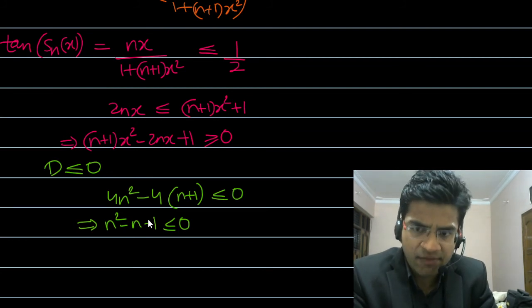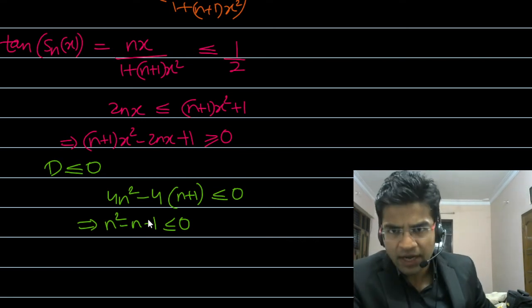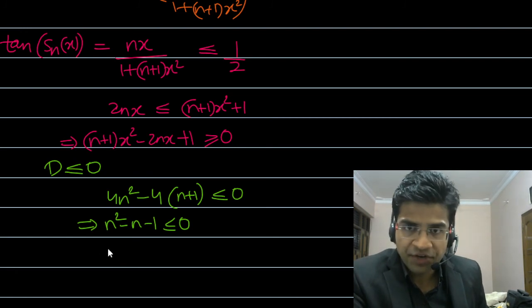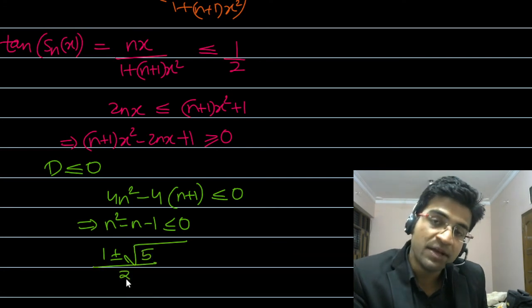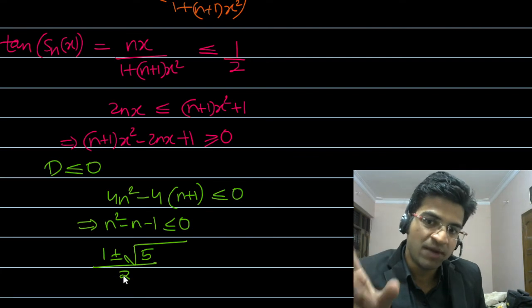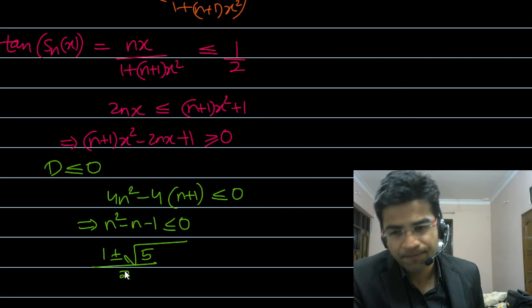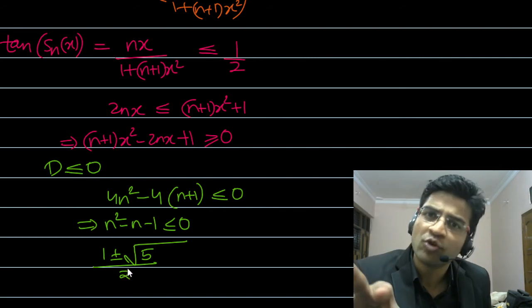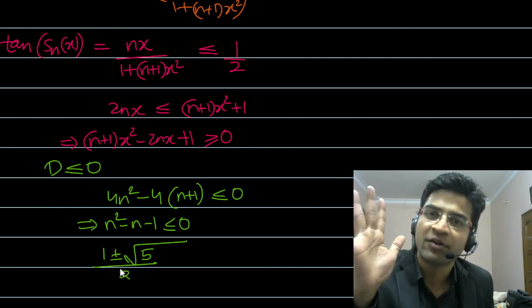Let us find the roots. What is the big deal over finding the roots? Its critical points will be 1 plus minus the square root of (1 plus 4), that is 5, upon 2. So n will be constrained between (1 minus root 5) by 2 and (1 plus root 5) by 2. And (1 plus root 5) by 2 is somewhere around 1.6. So n will be less than or equal to 1.6, isn't it? But n should be greater than or equal to 1.